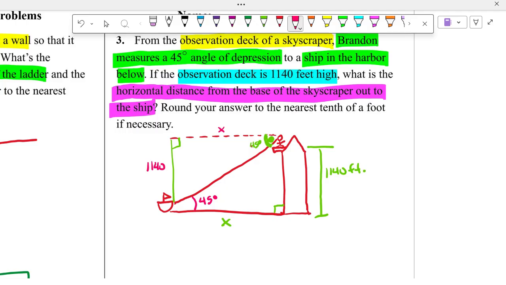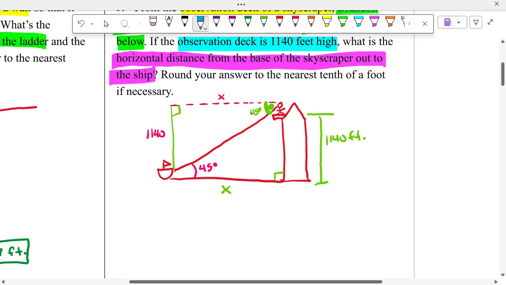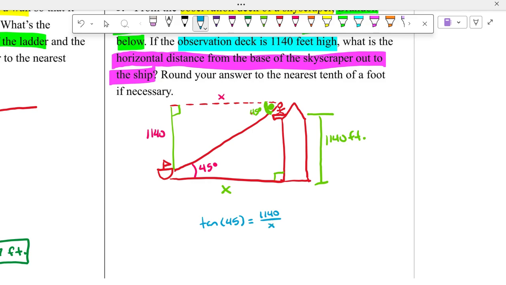All right, so how would I set this up? Tangent of 45 is equal to what? Well, it's the same, but this would be opposite, this would be adjacent, this is opposite, this is still adjacent, regardless of which triangle you're doing, so it'd still be tangent.